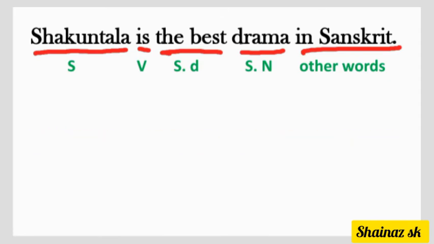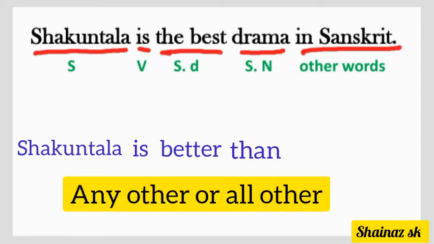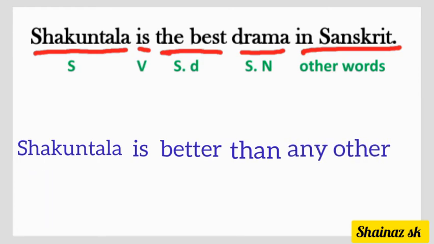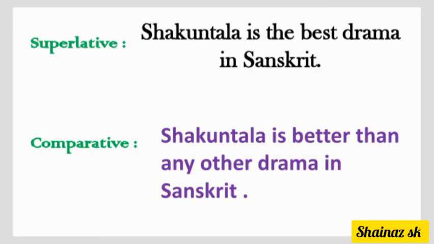So we will keep the subject as it is, Shakuntala. Then we will add the verb, that is. Now we will write the comparative degree of the adjective given. So the comparative degree is better. After better we will add than. After than we can add any other or all other. So here we will add any other. Next we will write the singular noun, that is drama. Then we will write the rest of the words. So the sentence in the comparative degree will be like this. Shakuntala is better than any other drama in Sanskrit.